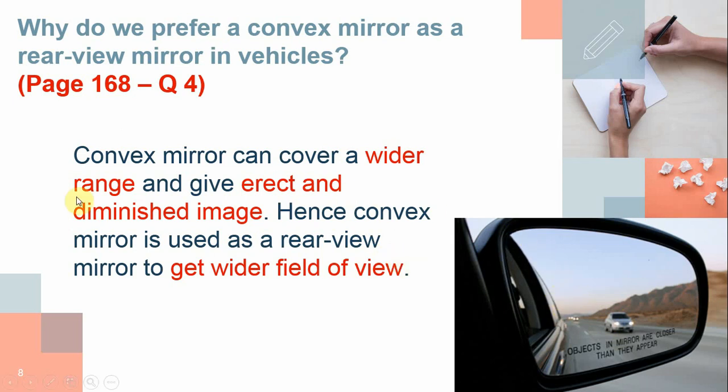And diminished images. That means the image size is smaller than the original size of the object. Hence, a convex mirror is used as a rear view mirror to get a wider field of view, so that we can use the rear view mirror in vehicles.